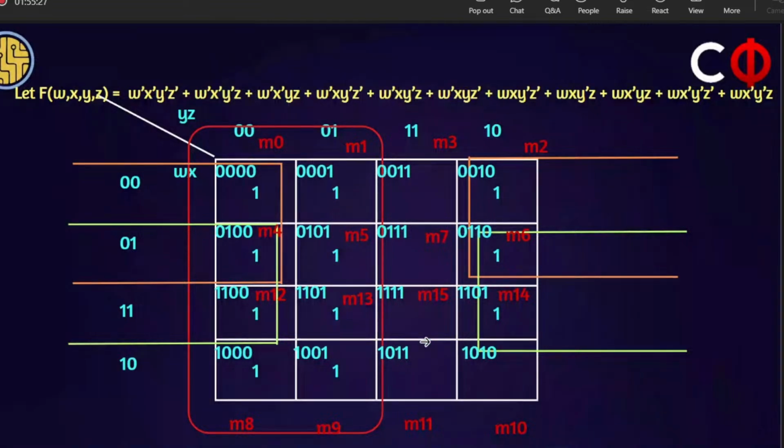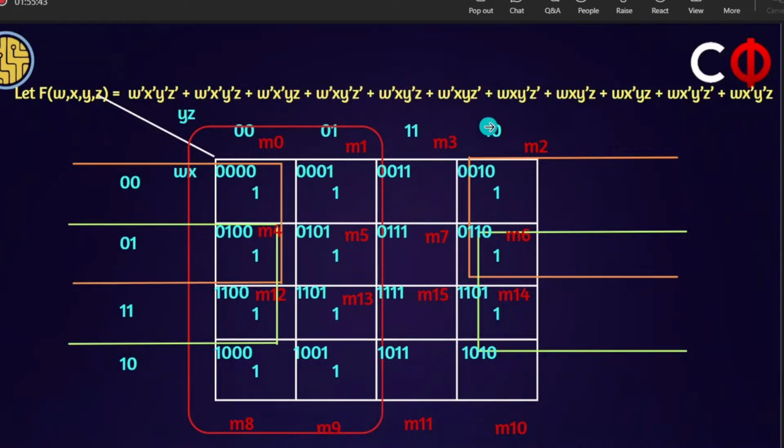And if I go to this orange square, similarly, you will see that the orange grouping corresponds to Y and Z prime.